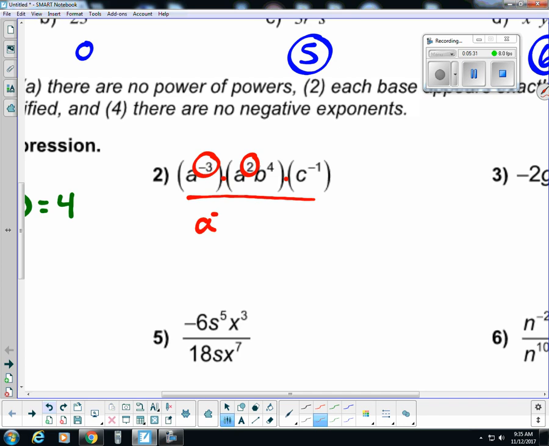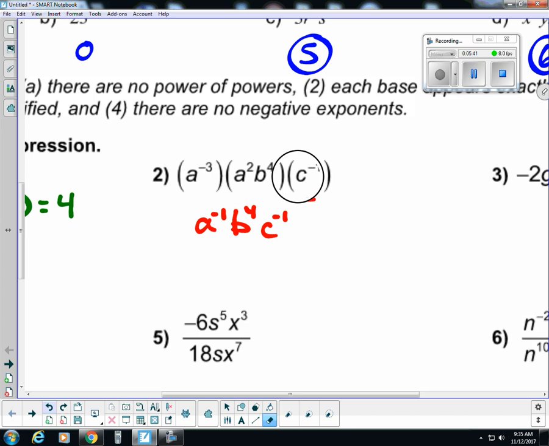So it's going to be a to the negative first power times b to the fourth times c to the negative first. Okay, and so that took care of the fact that I had a base that I saw more than once. Now each variable only appears one time. Well, the next thing I need to fix is the fact that I have negative exponents. Okay, I can never, ever, ever answer anything with a negative exponent.